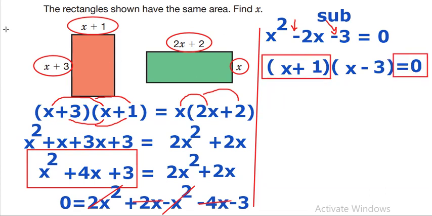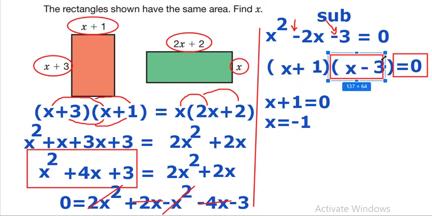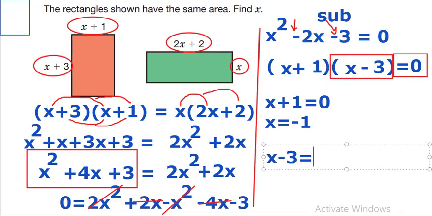So we're going to take the first part, which is x plus 1. So x plus 1 equals 0. Now we take the 1 to the other side, so x will equal negative 1. That's the first answer. Now the second one, I'm going to take the second part, which is x minus 3, like this. So x minus 3 equals 0. We take the 3 to the other side, so x will equal positive 3.